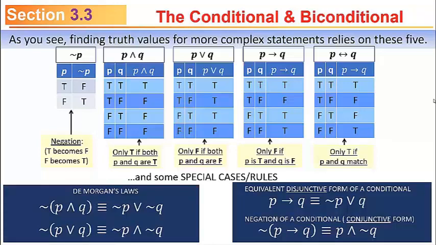And then we've added these special cases. From section 2, we had De Morgan's laws, and from our just immediate discussion, we added 2 more from section 3.3, and those are the equivalent disjunctive form of the conditional and the negation of a conditional, which puts it into conjunctive form. In other words, disjunctive form is the one with the or, and conjunctive form is the one with the and. So this page summarizes pretty much the basic tools for sections 1, 2, and 3.